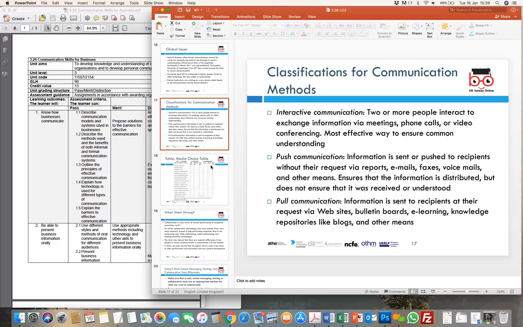And pull is where you subscribe to an email or a newsletter, and if you choose to receive that, then only that information comes to you. So you could subscribe to an RSS feed, a blog, a newsletter or a bulletin board service, and that is where you will get the news coming in as and when you want it. And that is why it is a pull form of communication.